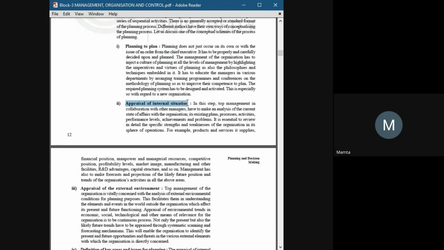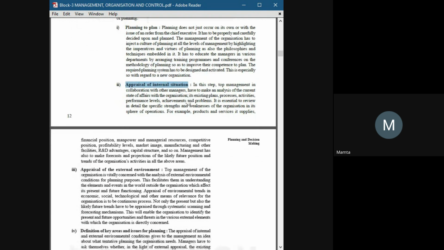Appraisal of internal situation. Now we will take a view of the internal situation of our organization. The top management, in collaboration with the managers, has to make an analysis of the current state of affairs of the organization, its existing plans, processes, activities, performance level, achievements, and problems. It is essential to review in detail the specific strengths and weaknesses of the organization in its sphere of operation. And after getting all the analysis, after getting this report, we will create a plan.